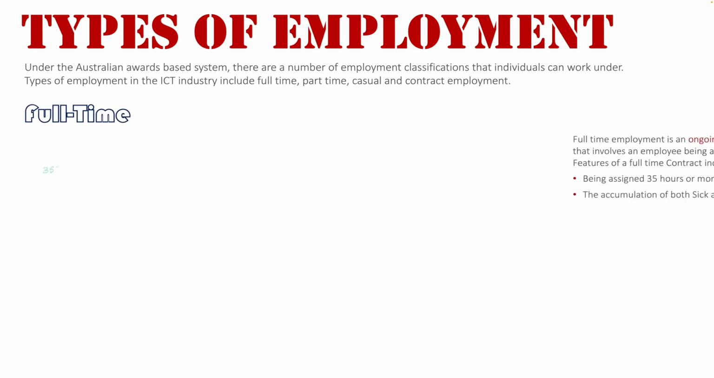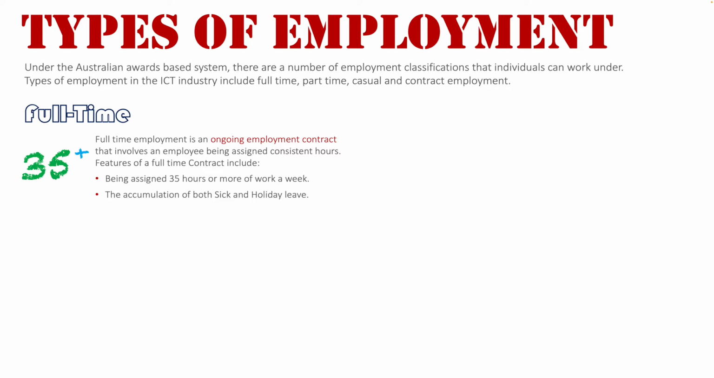So, firstly, we have full-time employment. Full-time employment is an ongoing employment contract that involves an employee being assigned consistent hours. Features of a full-time contract include being assigned 35 hours or more of a working week and the accumulation of both sick and holiday leave. Essentially, full-time contracts have an unspecified length where an employee would expect to continue to be employed in their full-time position.